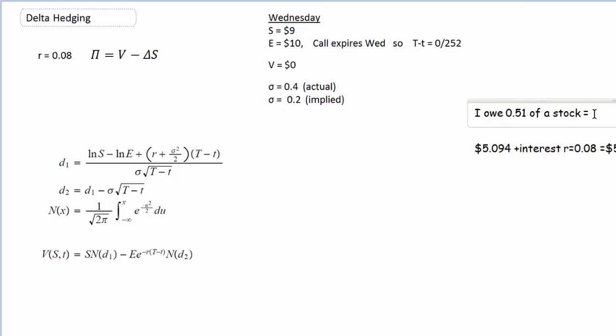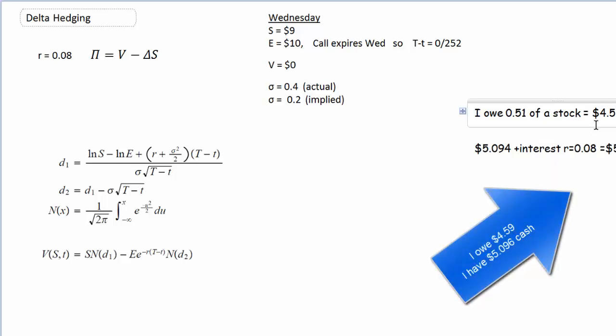So my stock debt, let's actually just pay this stock debt. We'll close our position. My stock debt is going to be a little bit more than 450. Yeah, 459. So I owe $4.59. So I'm going to take the cash I've got. Remember, I had that $5.094 in the bank. So now I've got like $5.096. I'm going to take some of this cash and buy 0.51 of a stock.